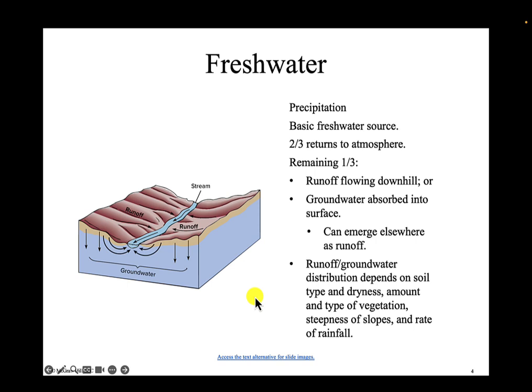Also the type of vegetation, the slope of that hill, and how much precipitation occurs in that region. Okay, I do have one slide I want to share with you, but I don't think it's in your PDF, but I just thought it would be interesting to show. Let me see if I can pull it up right there.